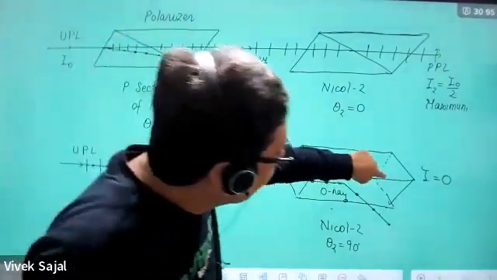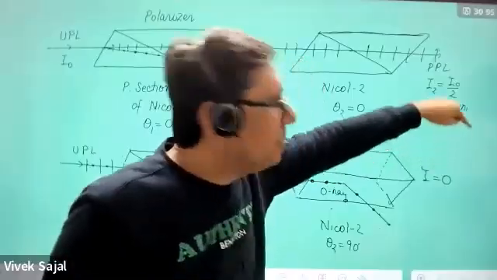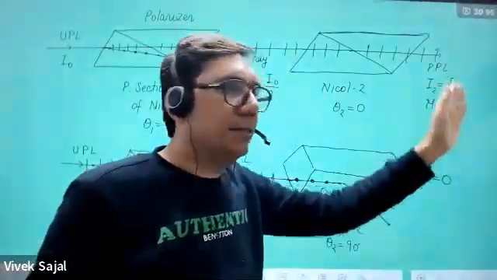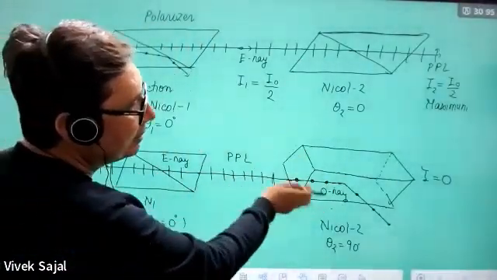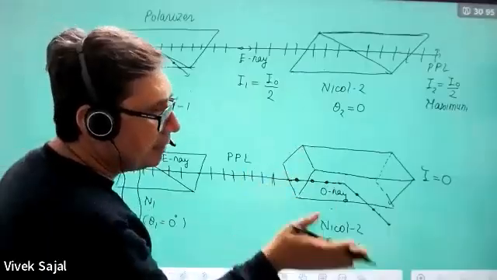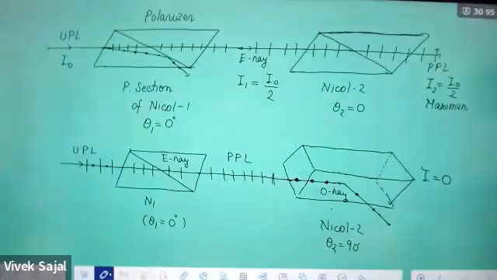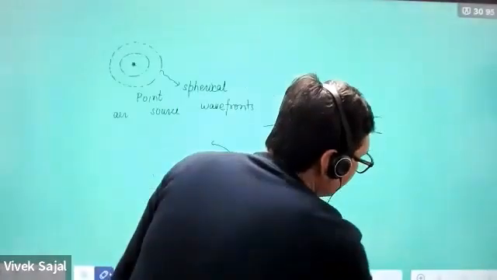Only the light that is crossing this Nicol, transmitting through it and coming out from this side, will pass. That you can observe. Whatever light is crossing through these sides of this Nicol will be absorbed. Is it clear? Yes. Good.